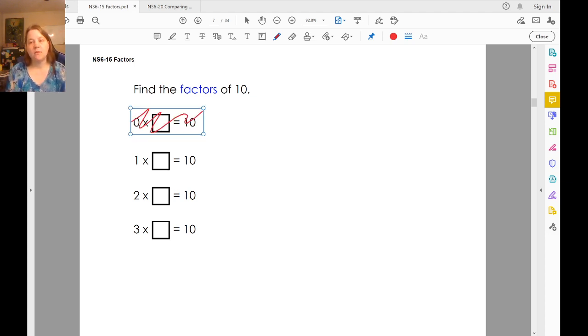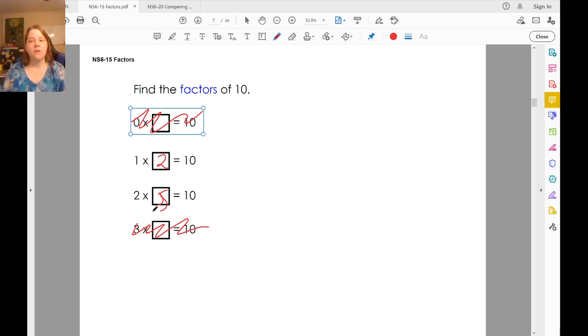So if I were to want to find the factors of 10, 0 times what equals 10? Nope. 1 times what equals 10? 1 times 10 equals 10. 2 times what equals 10? 2 times 5 equals 10. 3 times what equals 10? That one doesn't work.